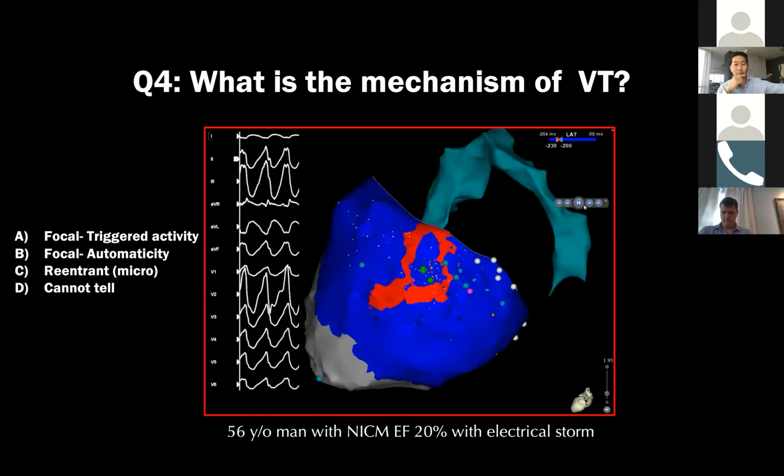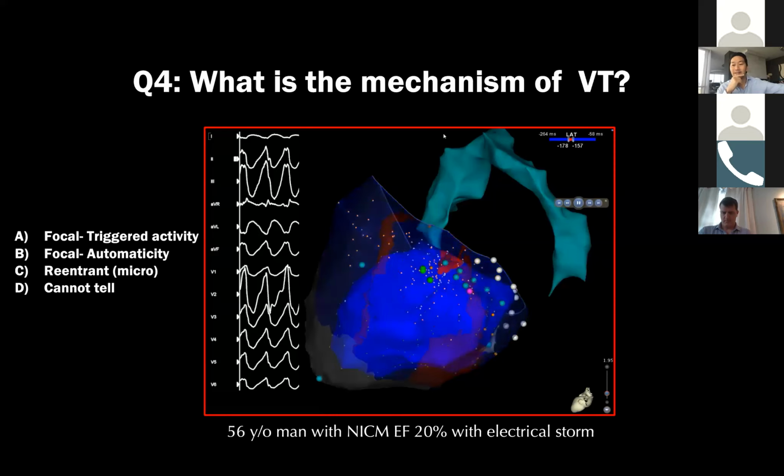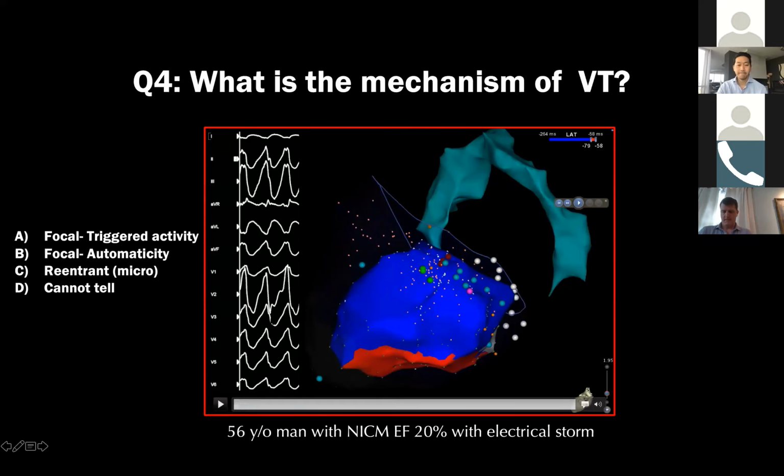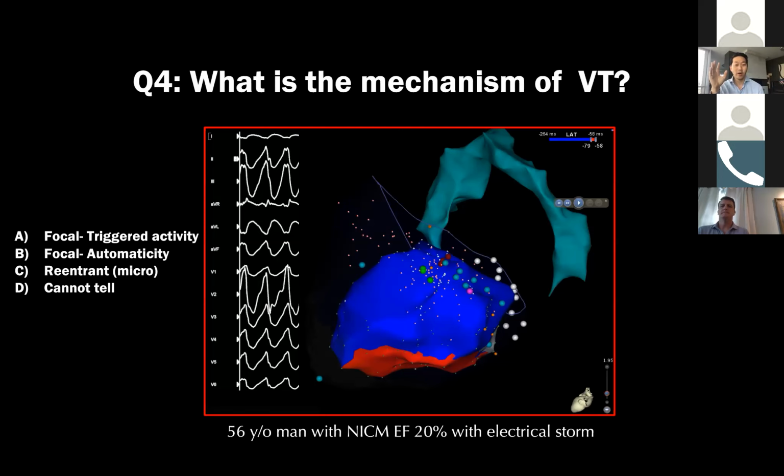So this is question number 4. What is the mechanism of this VT? Here's the activation. This is a CARTO map playing for you. And you can see that it looks like there's focal centrifugal activation on the epicardium. And there's the VT. Options are it's focal, automatic, focal triggered, micro reentrant. Who knows what that means? I've looked everywhere for a definition of that. There are no definitions. Or D, cannot tell.